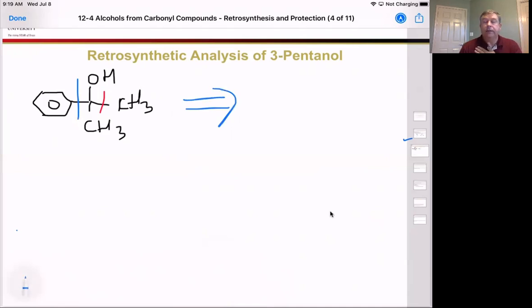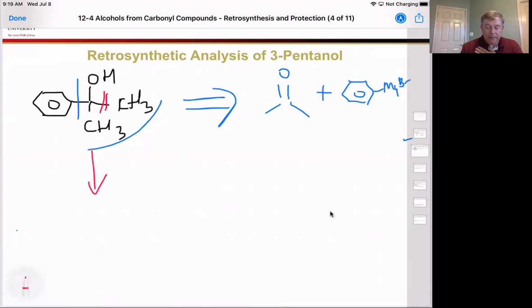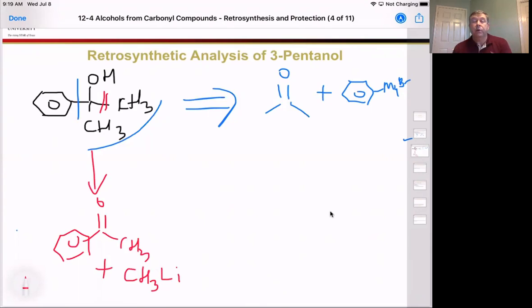So if we're gonna cut that line there, the starting ketone has to have these two methyl groups on it, which means our starting ketone would be something simple like acetone, and that would mean that our Grignard reagent would have to be our phenyl magnesium bromide, right here. But if we were to cut it instead at this site here, we could generate something that would look more like this ketone here, CH3, plus a methyl lithium reagent or a methyl magnesium bromide reagent.